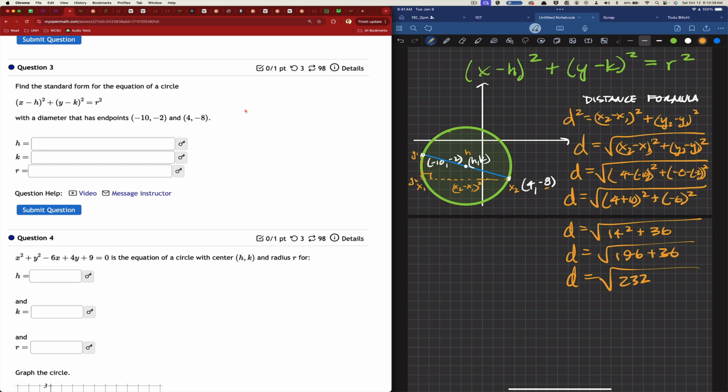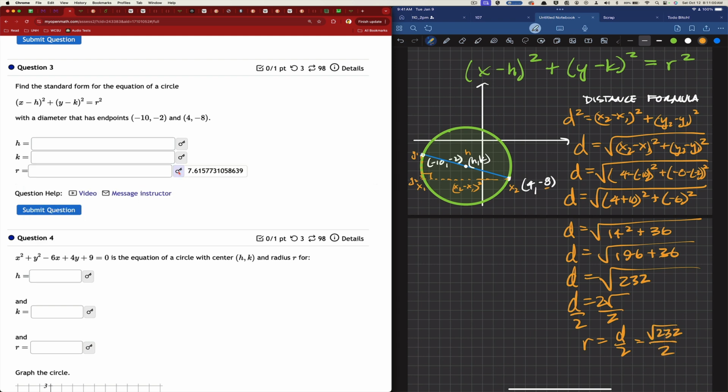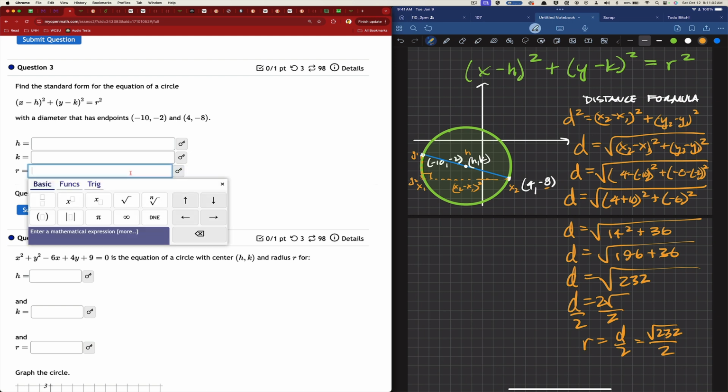That's just me. If I want to know what the radius is, this number down here, then I just have to take that and divide it by 2. D equals 2 times the radius, or the radius is equal to the diameter divided by 2, which in this case is the square root of 232 divided by 2. I would just type that in.